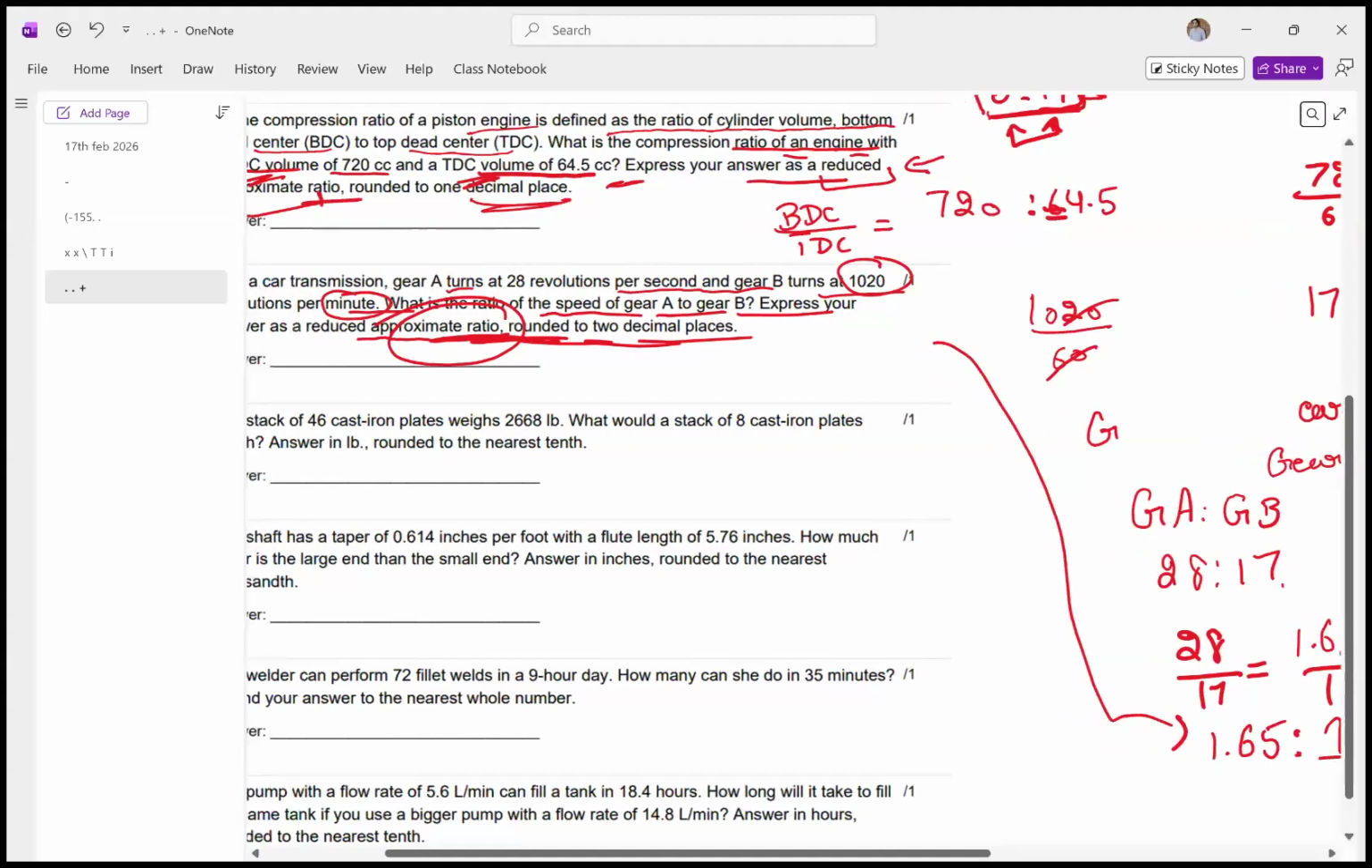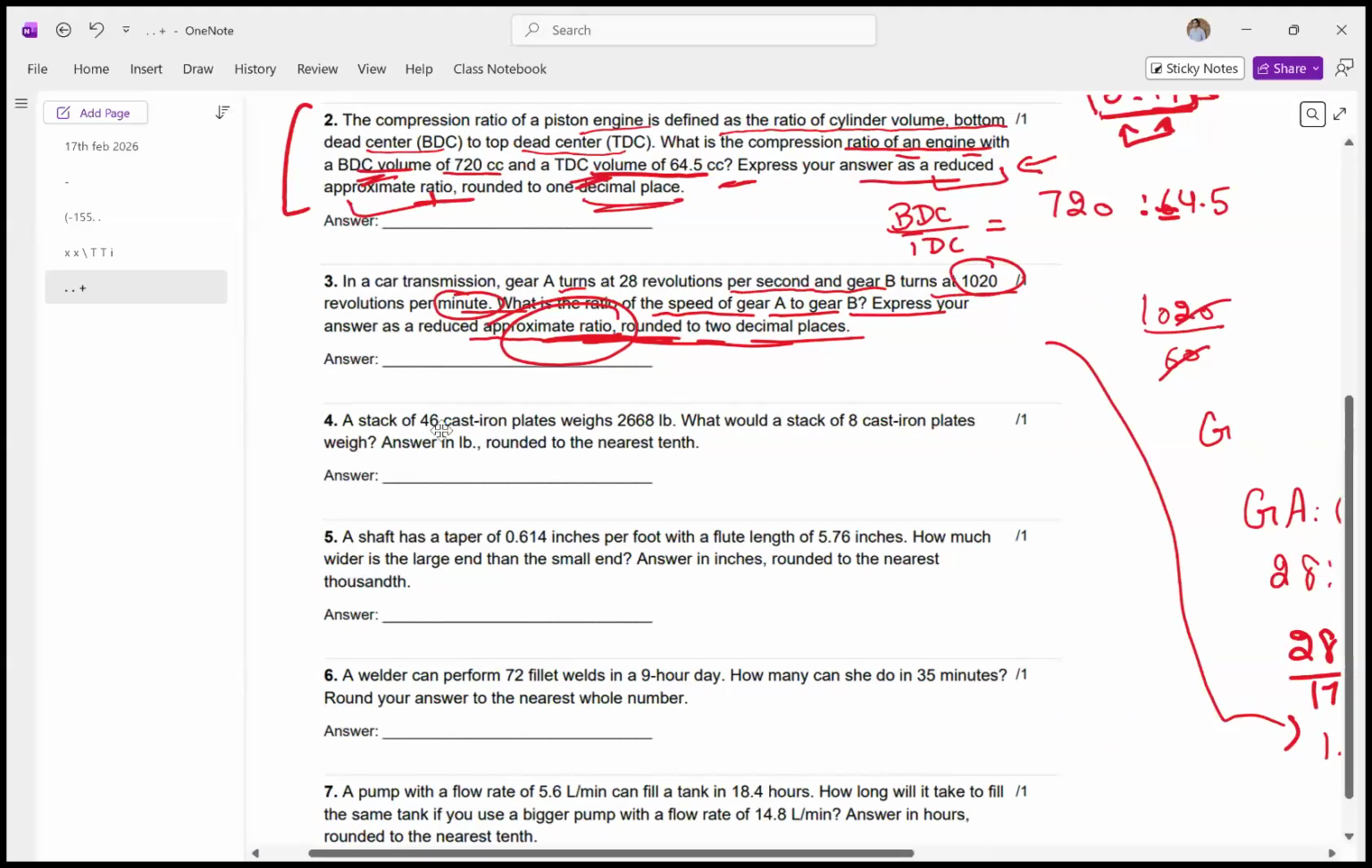Now let's look into question number 4. A stack of 46 cast iron plates weighs this much, and what would a stack of 8 cast iron plates weigh? Answer it in pounds and to the nearest tenth. Now this is a question on proportion. So the main purpose of ratios is to solve proportions, because in proportions there will be one term missing and we have to find that. So there are two types of proportions.